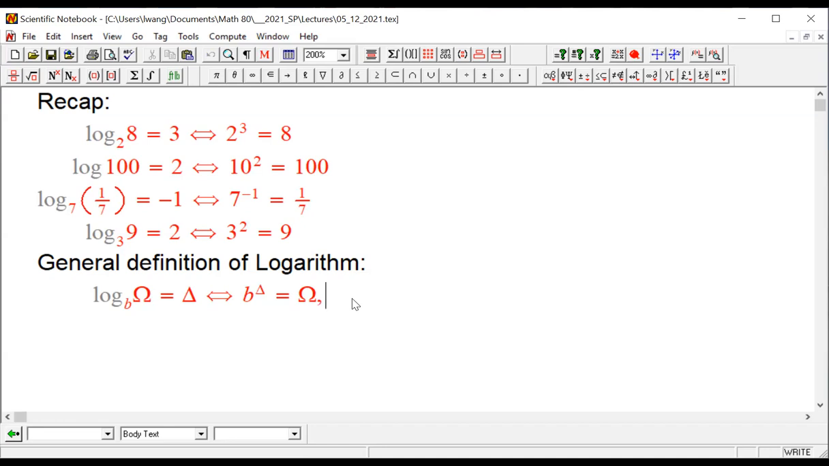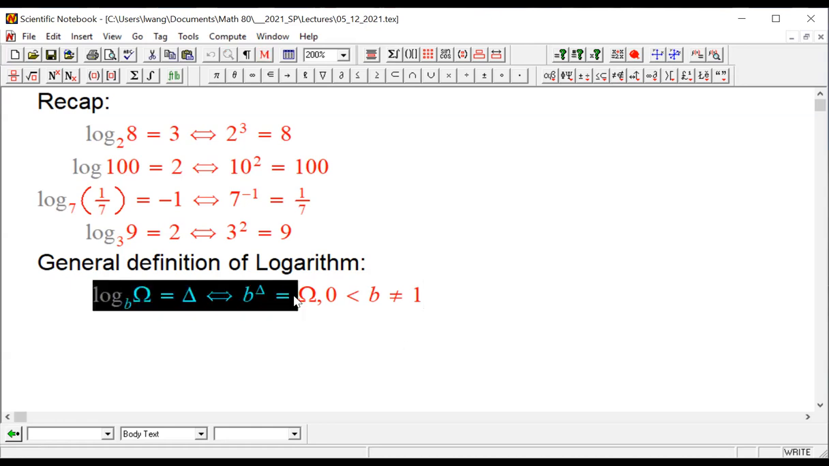In addition, we have some requirement about the base B. The requirement is that B must be positive and it cannot equal 1. Now, we look at these definitions. We have this definition in front of us, and let's look at what we have done.